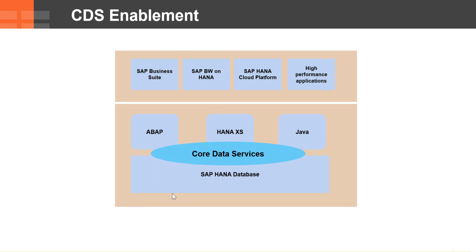If you see the backend, the database layer will be HANA, and for the application data we will be using ABAP, HANA XS or Java. Then these will be used in the presentation layer. It might be used in BW on HANA, Business Suite, S/4HANA ERP on-premise and cloud, and HANA Cloud and high performance applications will be using these CDS views.